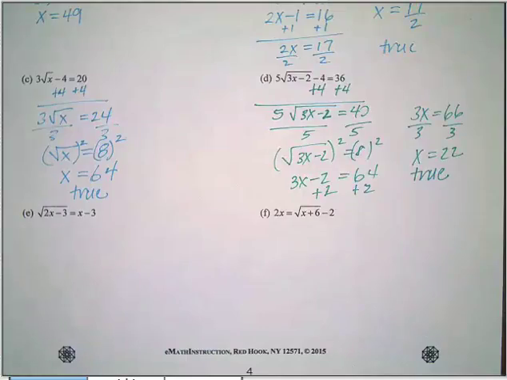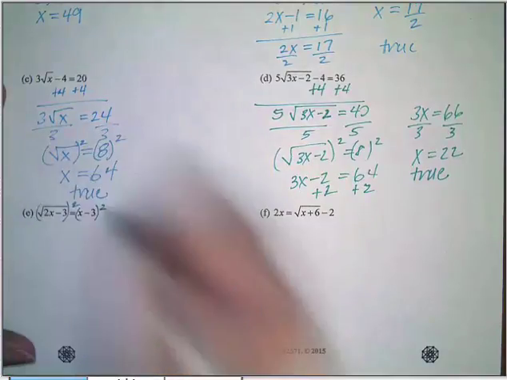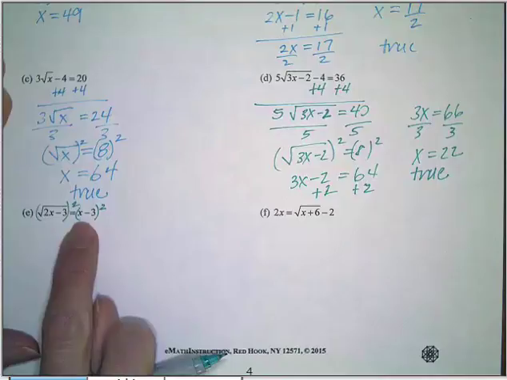So in the first one, step one is to isolate the radical. Well, the good news is it is already isolated. So how do I undo the radical? I square. So I'm going to square both sides of the equation. Now this is a binomial, two terms.